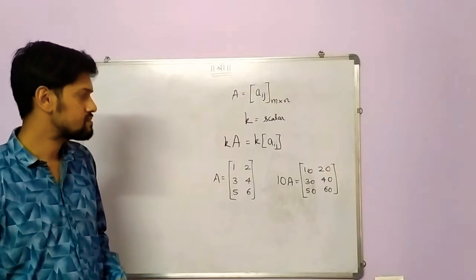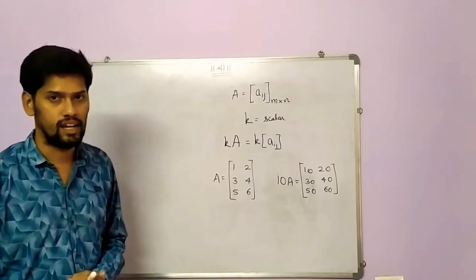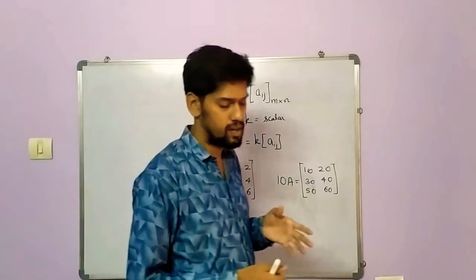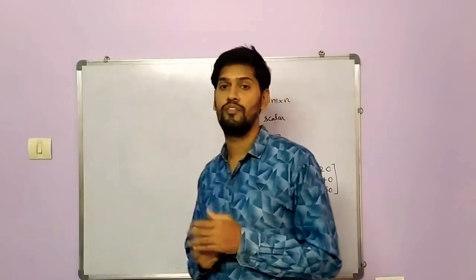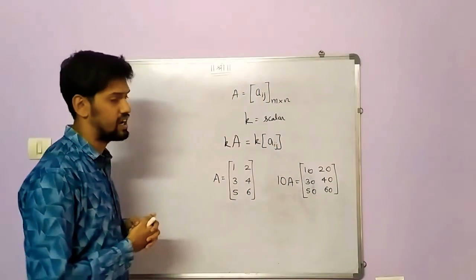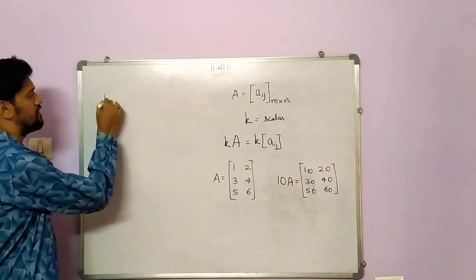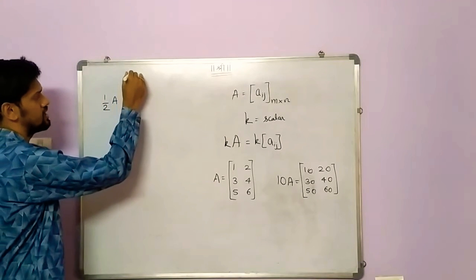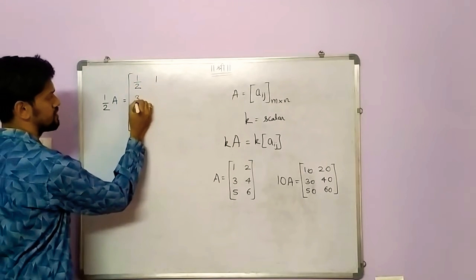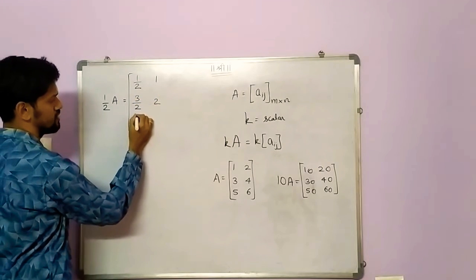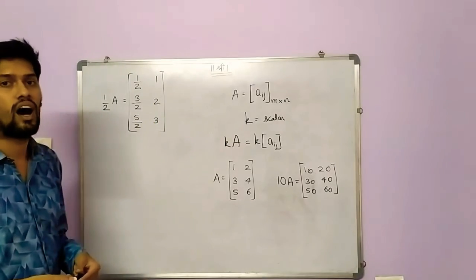If you observe here, each element of this matrix has been multiplied by a scalar 10. Now the scalar need not be a natural number or a positive number or maybe an integer. It could be a fraction also. So if we take another example of such a matrix, if this A is multiplied by half, then half times A will look like this. This is matrix half A.